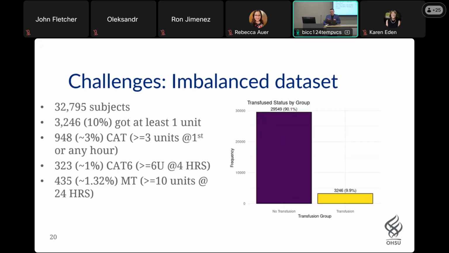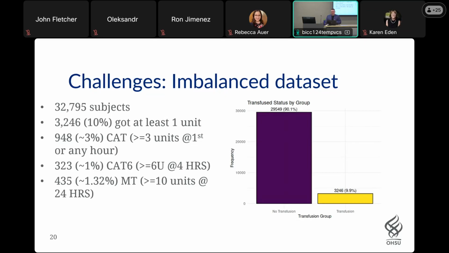If the machine would tell me nobody needs the blood transfusion, nobody needs the massive transfusion, it will be 98.7% accurate. That's an A or A plus in most of the classes I have taken before. There are two other ways we identify people as a massive transfusion protocol. So CAT, it's critical administration of transfusion. That means 3 units or more in first or any subsequent hours in 1 hour.